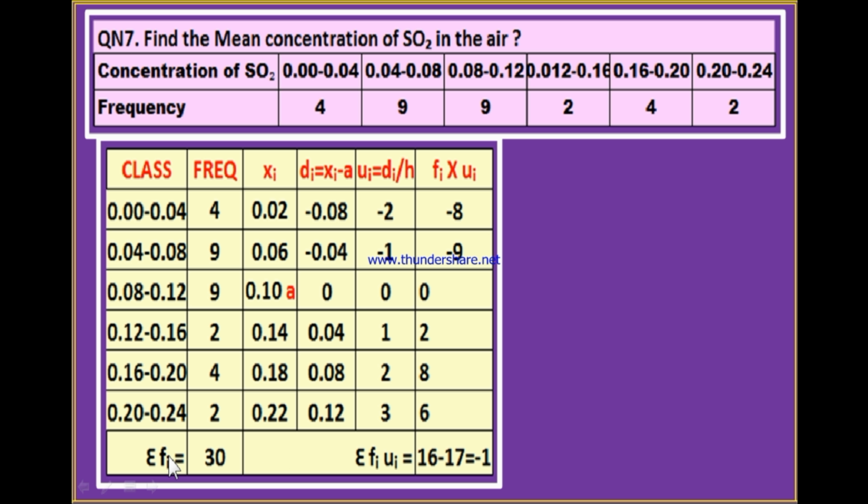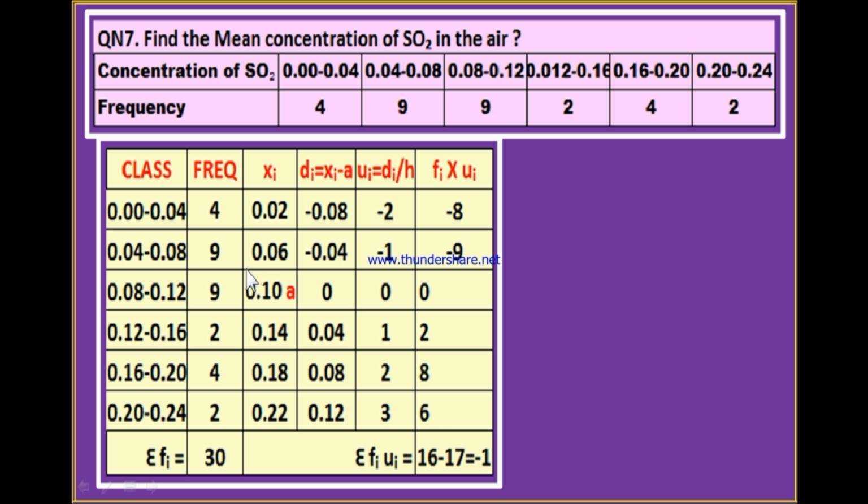And now sigma fi. Sigma fi means the sum of all the frequencies. Let us add all these frequencies. 4 plus 9, 13. 13 plus 9, 22. 22 plus 2, 24. 24 plus 4, 28. 28 plus 2 is 30. Sigma fi is 30. Sigma fi ui is minus 1. And A is 0.10.